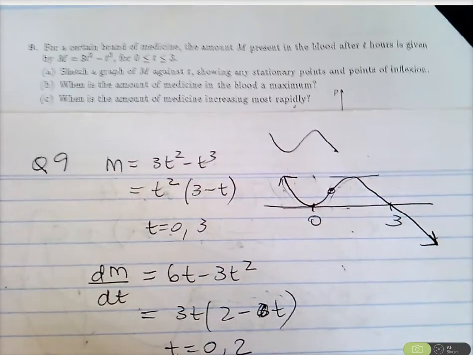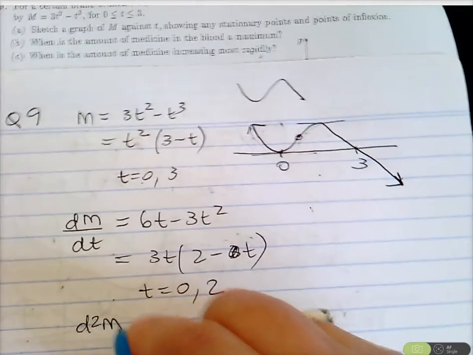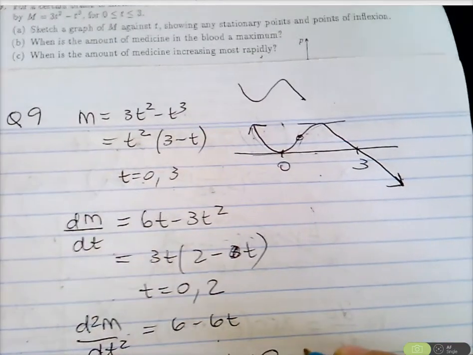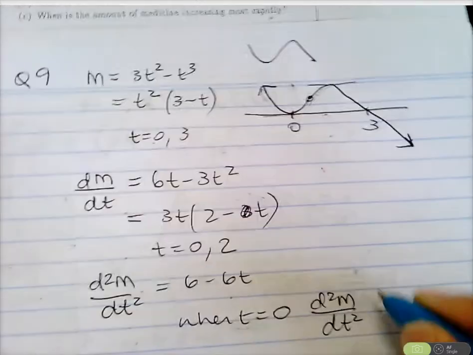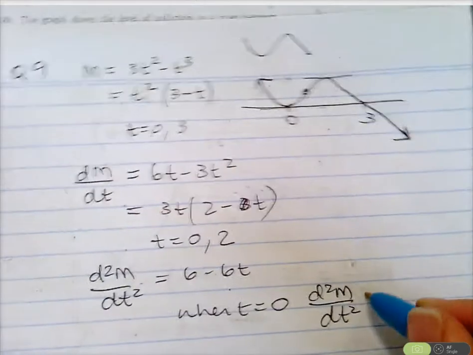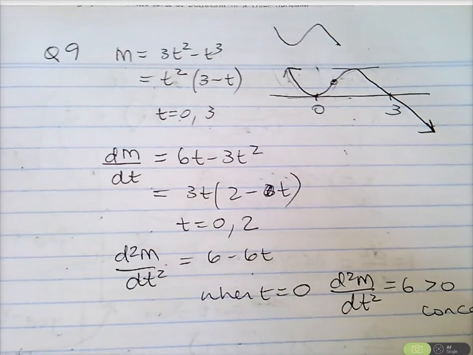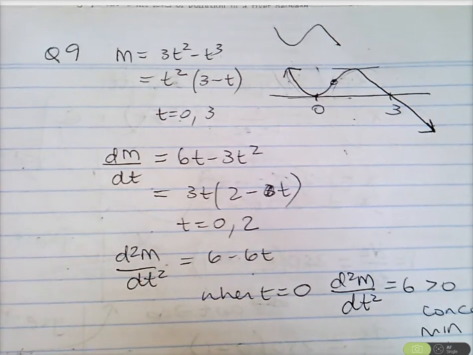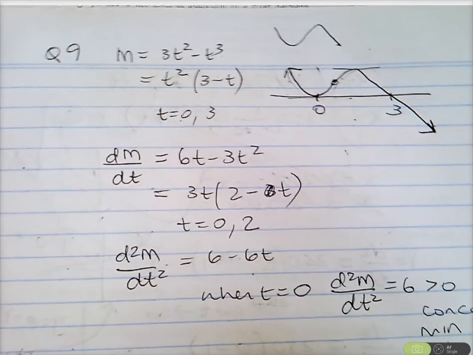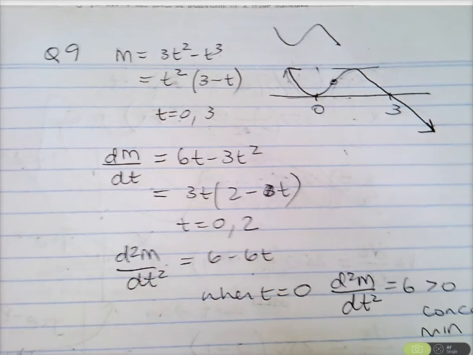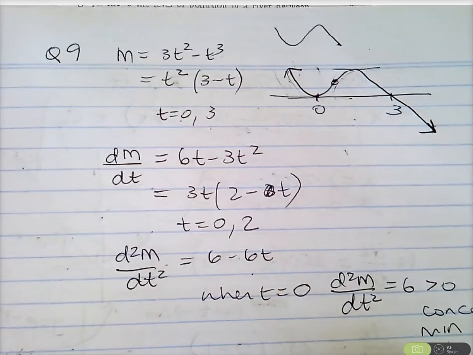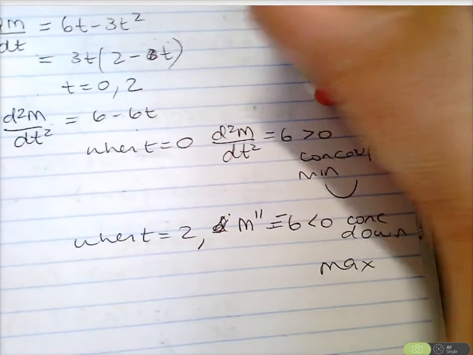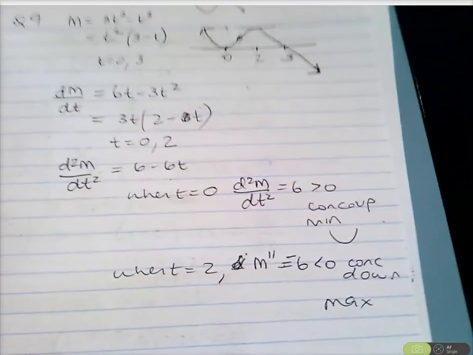Then when you do your second derivative, you get 6 minus 6t. When t is 0, the second derivative is positive. You know how to do this. Min. And when t is 2, you get -6 for the second derivative. M double dash is -6, less than 0, concave down, max. So we've got those. That's at 2.